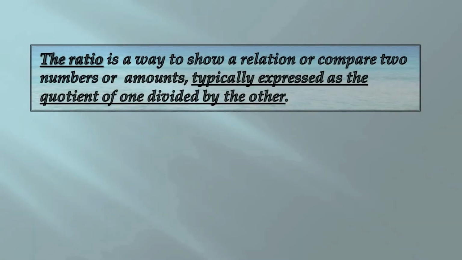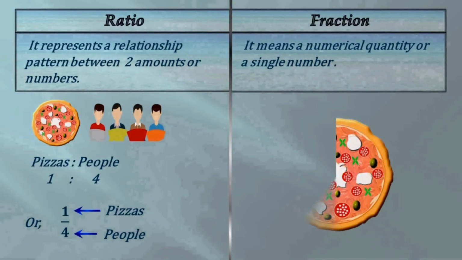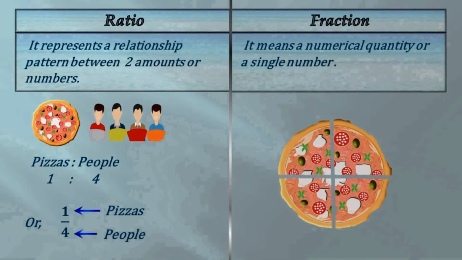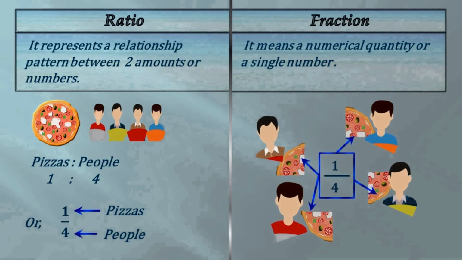This explains the second part of the definition of the ratio, as the relation or the comparison is expressed as the quotient of one amount divided by the other. On the other hand, the share of each person is expressed as a fraction, which is 1/4, and this is a single number.